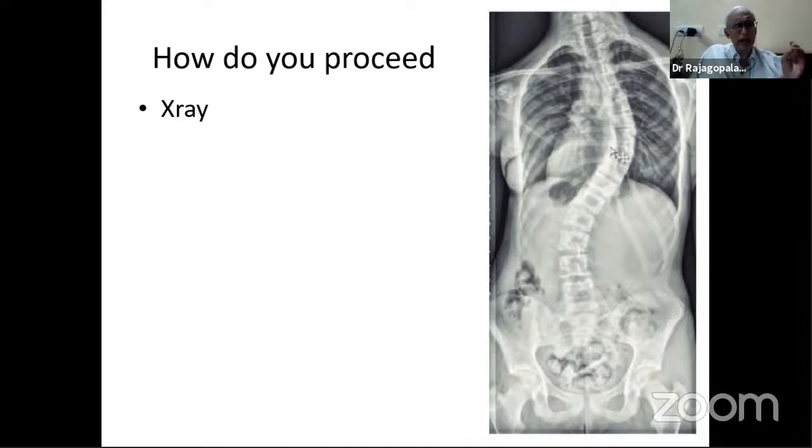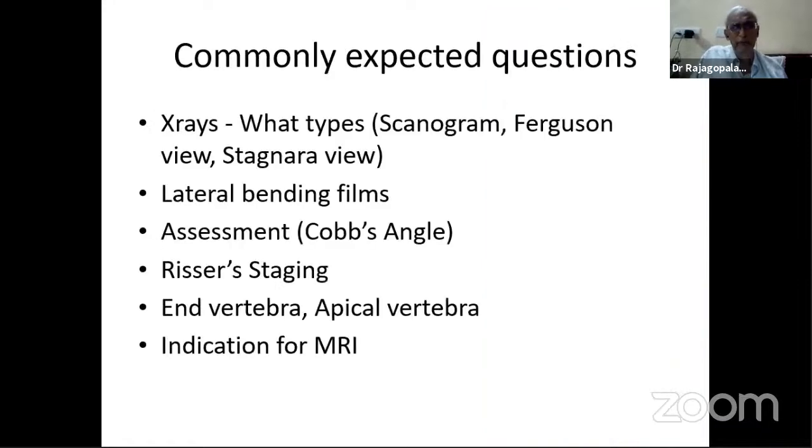The next question, if at all they go on, is how do you proceed? You will be surprised. Most of the time, you come to the management, okay sir, I will put plaster, etc. This is a common thing. And when they say you don't want an X-ray, you say, sir, I want an X-ray. But that's not the way you put it in a spinal deformity. You have to be very clear. The examiner expects you to say X-ray of what, what view, AP view, PA view, any special views. They expect you to use the word scanogram from the top to the bottom. There are views like Ferguson views and Tagnara view, I don't think you need them, but if asked, you should know what they are.